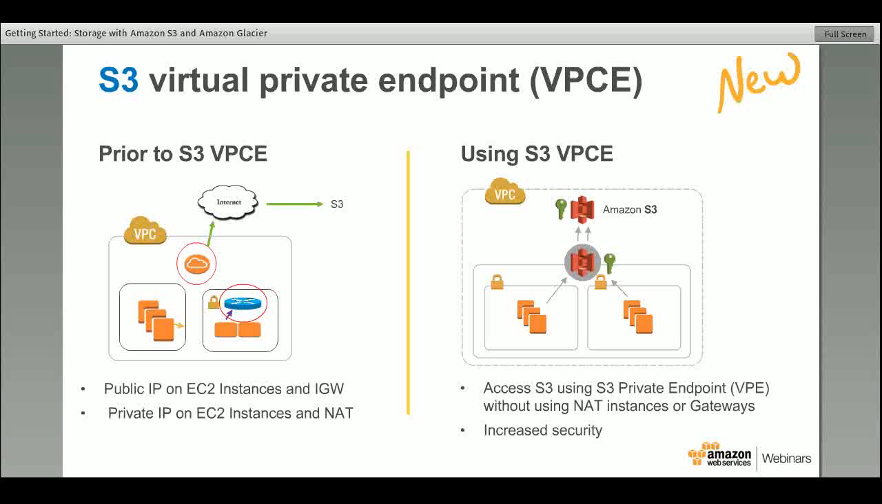With VPCE, you no longer have any of this complexity. Internet gateways and NAT instances are no longer necessary for you to access S3. It also improves security by guaranteeing that access to S3 from EC2 in the same AWS region will be over the internal Amazon network, will not traverse the internet.